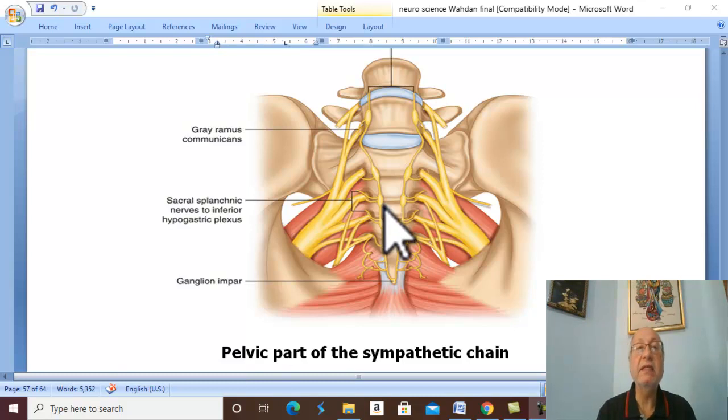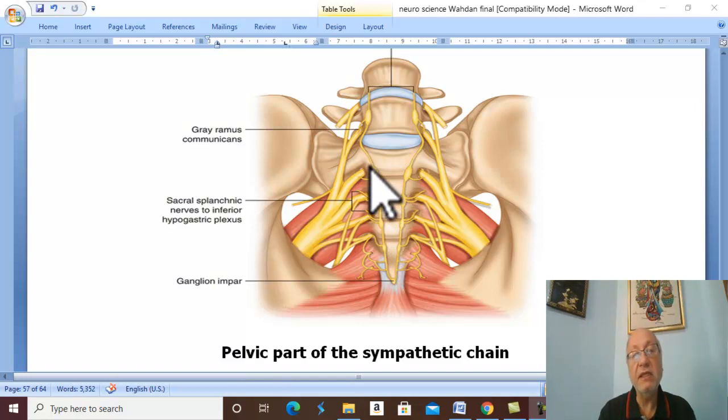The pelvic part of the sympathetic chain enters the pelvis as a continuation of the lumbar part of the sympathetic chain by passing in front of this part of the sacrum. This part of the sacrum is called the ala of the sacrum. The sympathetic chain passes in front of the ala of the sacrum and behind the common iliac arteries to become the sacral part of the sympathetic chain.